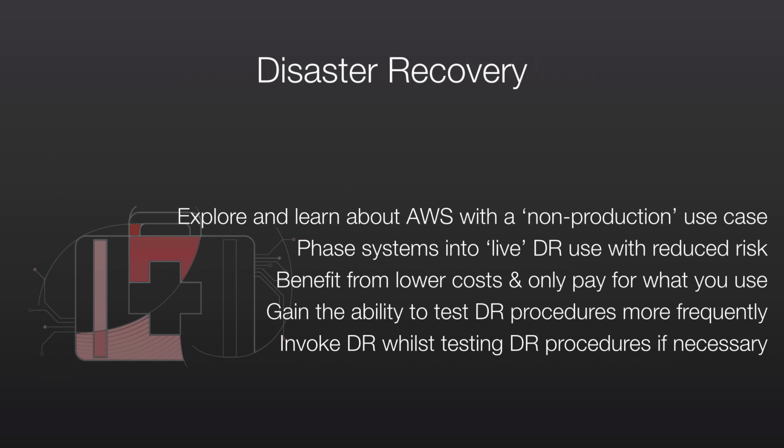Also, you can use that elasticity to enable you to test DR procedures more frequently and more cost effectively. And with AWS, it's also possible to invoke DR while you're testing DR procedures. And this can be an awkward situation if you have a traditional DR environment and you're testing invocation at the same point as you have a genuine disaster and have to invoke your DR environment. If you've only got one DR environment, that can be a very tricky situation to get yourself out of.